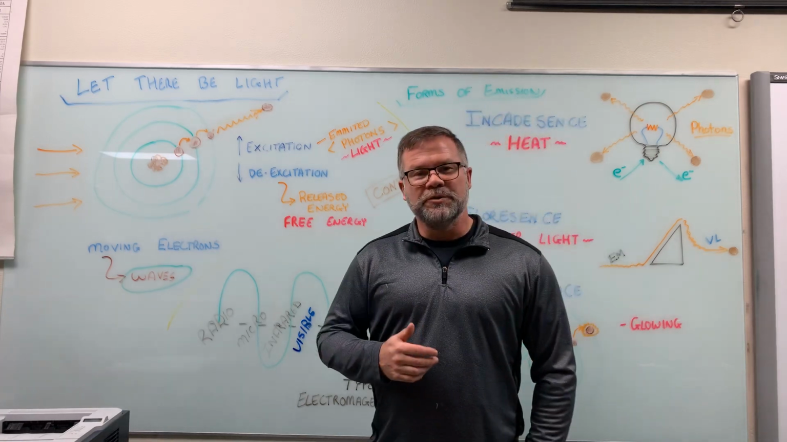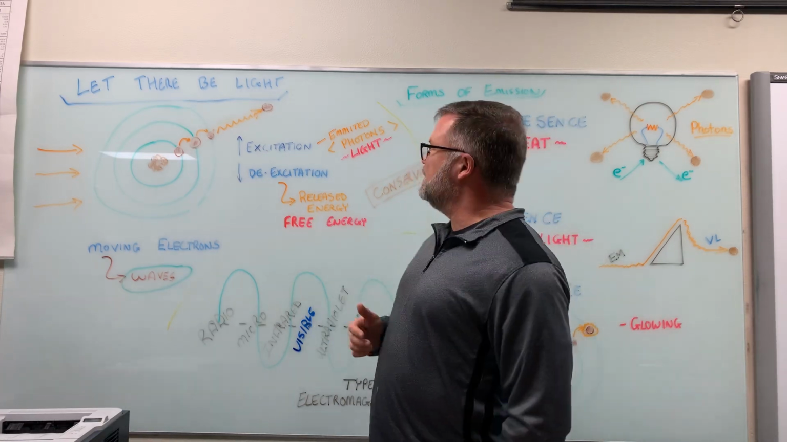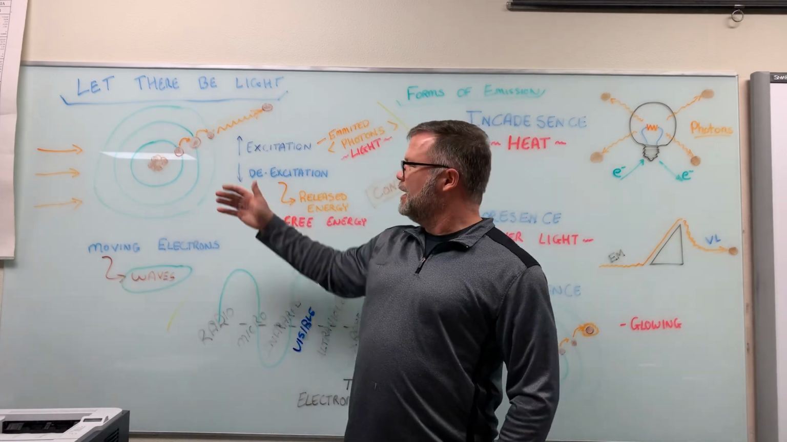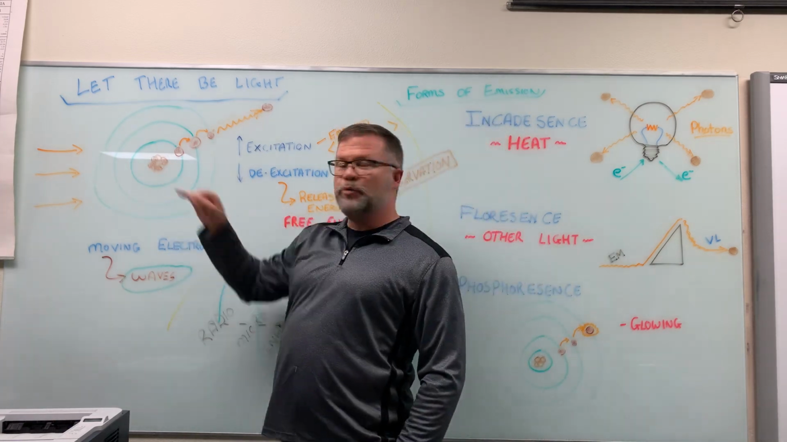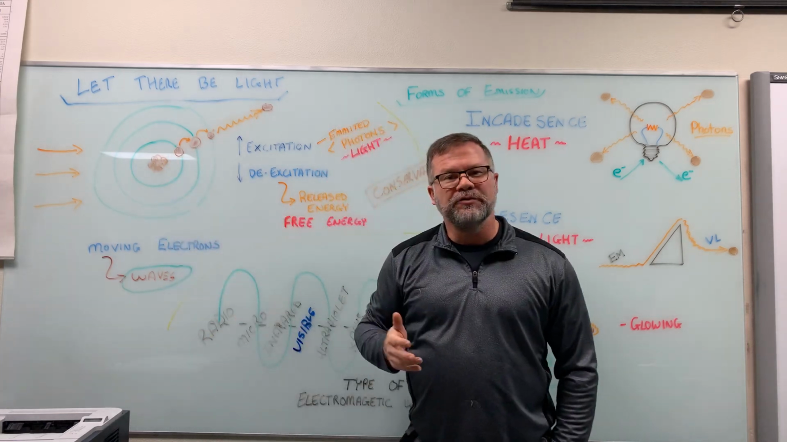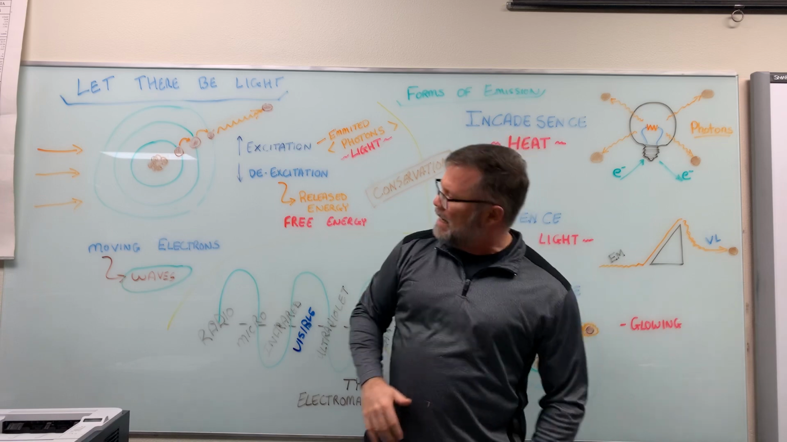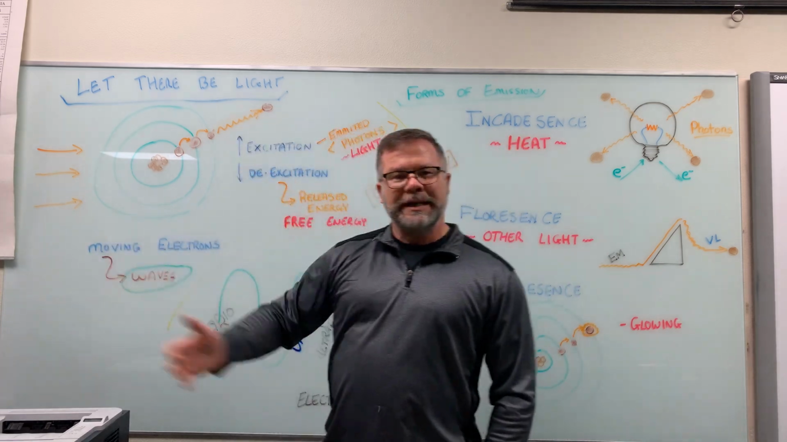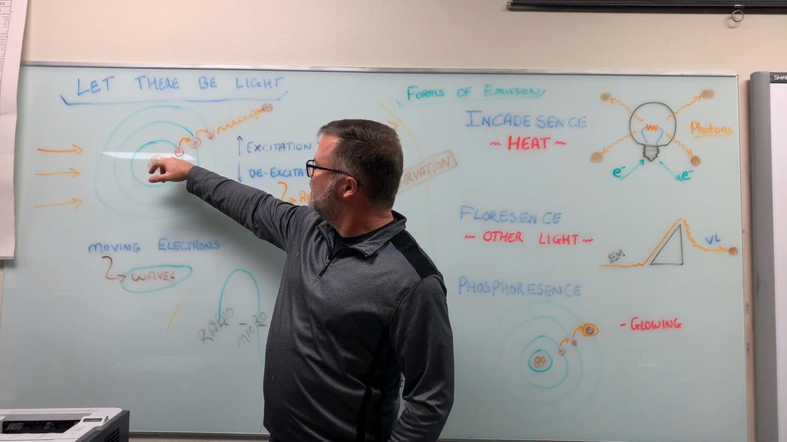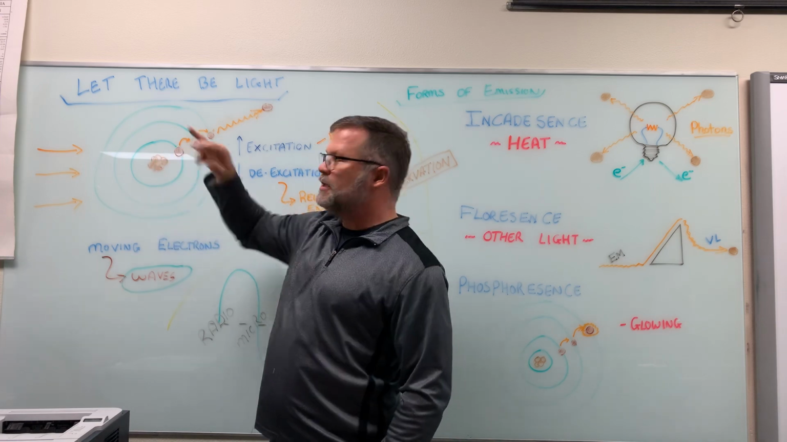I'd like to start off with chapter 30, light emissions. And again, as always, we start off with our atom. Neutrons and protons in the middle, electrons in the shells around the outside. As energy is imported into this atom, it excites these electrons from one shell to the next shell.